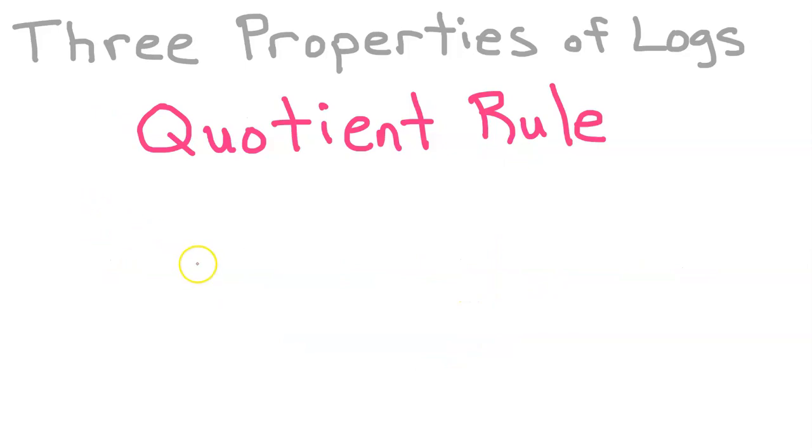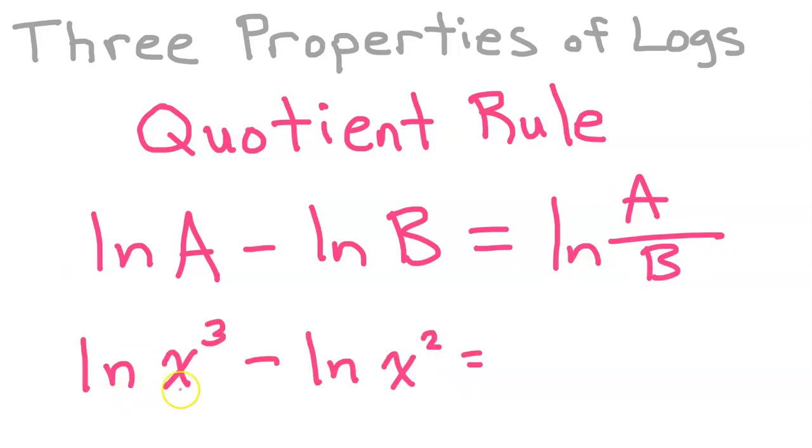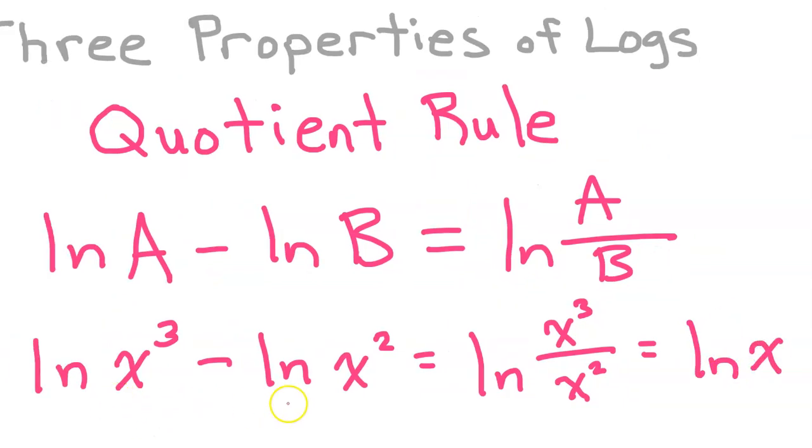The quotient rule. If you have the difference of two logs, like the log of A minus the log of B, this can be written as a single quotient, the log of A over B. For example, the log of x to the third power minus the log of x squared could be written as a single log of x to the third power over x squared. But of course this simplifies and you end up with the log of x. Again, going from two terms to a single term, this is considered condensing.